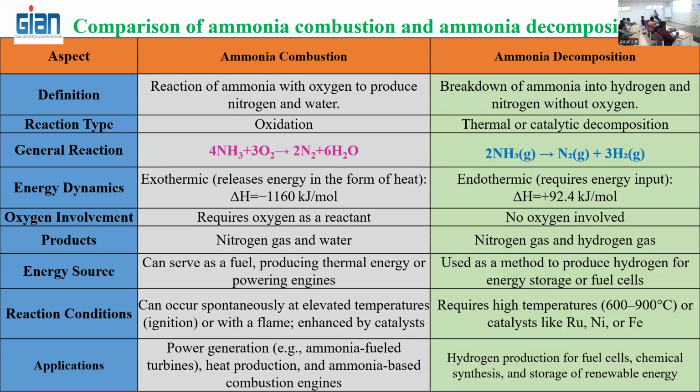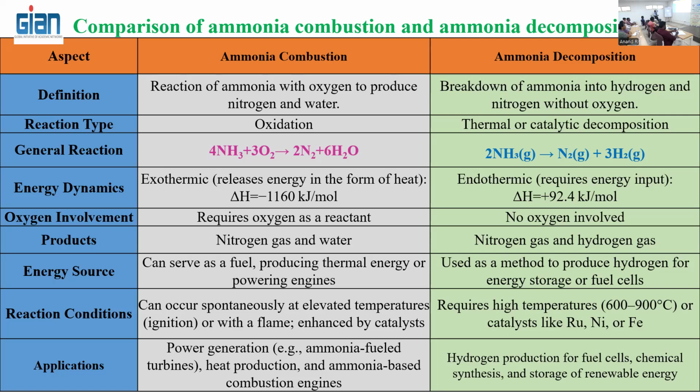So in comparing ammonia combustion and ammonia decomposition, combustion is an oxidation process, while this is a thermal decomposition process. In ammonia combustion, the reaction of ammonia with oxygen produces nitrogen and water. In decomposition, it is the breakdown of ammonia into nitrogen and hydrogen without oxygen. We need only heat. That's called an endothermic process. When you apply only heat, your ammonia breaks down into nitrogen and hydrogen.